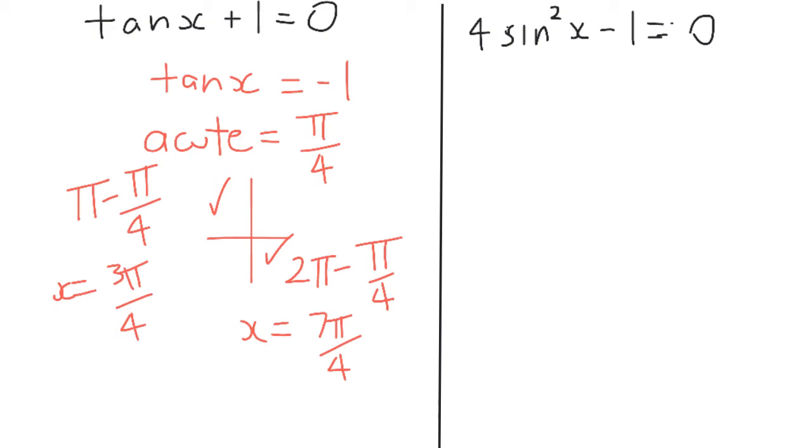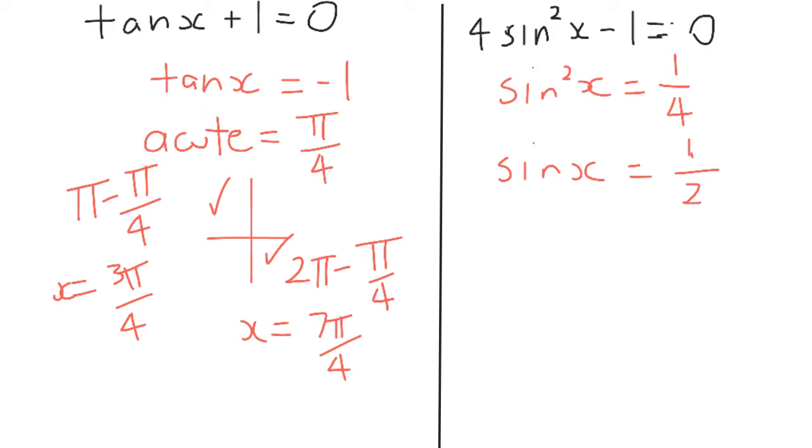I'm going to make sine x my subject. I've got a sine squared x, which we're going to end up taking the square root of. We've got to be very careful in doing so. So I'm first of all going to say, by adding 1 and dividing by 4, I end up with sine squared x equals a quarter. Now I'm going to take the square root of this, and I'll end up with sine x equals a half. Square root of 1 over square root of 4 is 1 over 2.